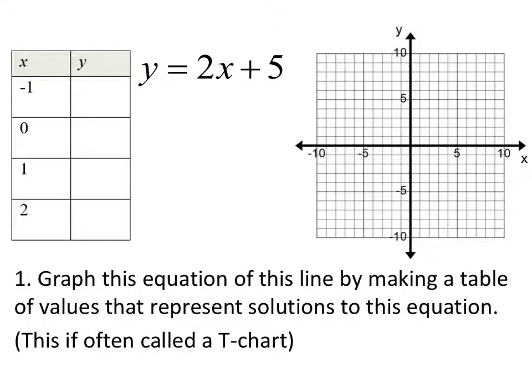So number 1, the graph. We'll graph this equation of this line by making a table of values that represent solutions to this equation. And yeah, sometimes it's called the t-chart or t-table. In any case, take 1 minute with your neighbor and make or finish the table and the graph. Graph this equation again. So hopefully you finished this with your partner on this one.